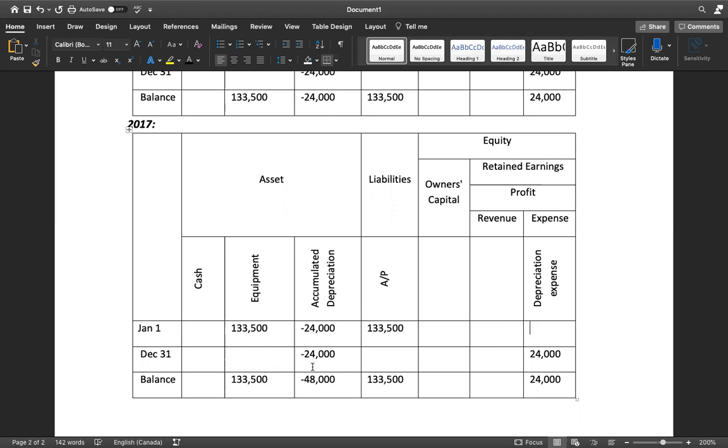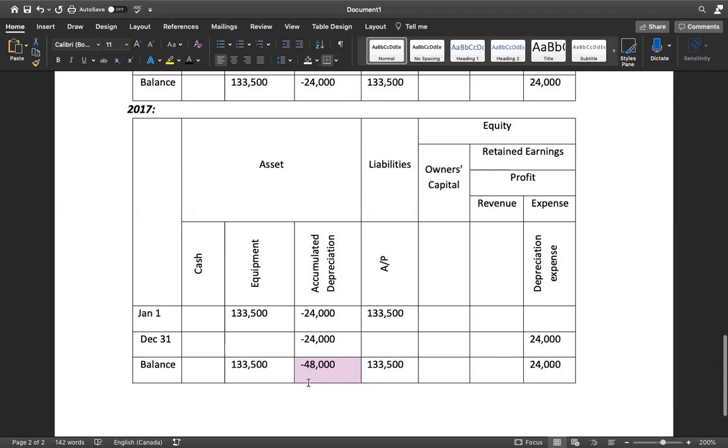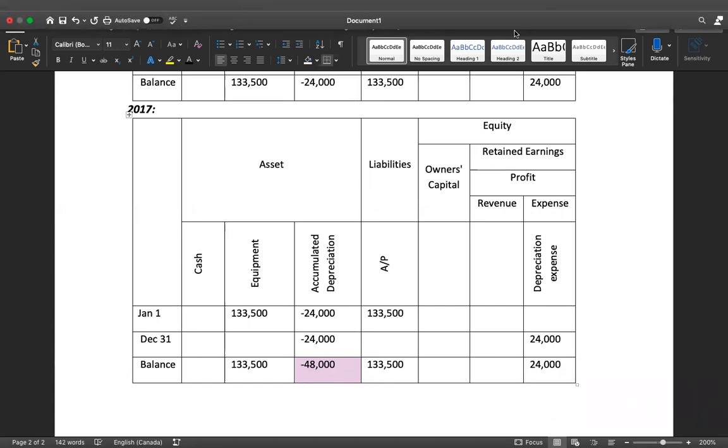On December 31st, we know again that we had a depreciation expense of 24,000. So our accumulated depreciation again will just decrease by negative 24,000. In our ending balances, we would have 133,500 in our equipment, accumulated depreciation of negative 48,000, and accounts payable of 133,500, and a depreciation expense of 24,000. If you look on the previous chart that we just did, you will see our accumulated depreciation in 2017 was also negative 48,000. So that's just a little way to check. We are basically finished this problem, so we will go back into our summary in our PowerPoint slide.